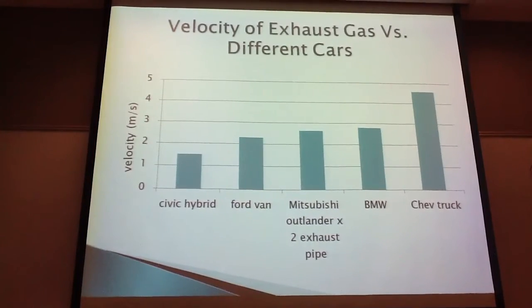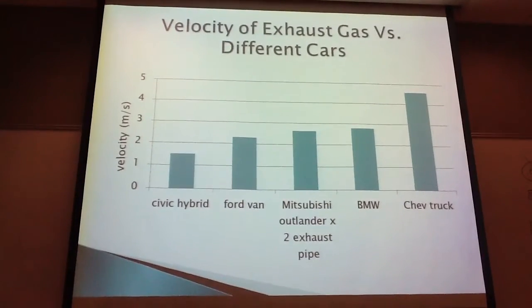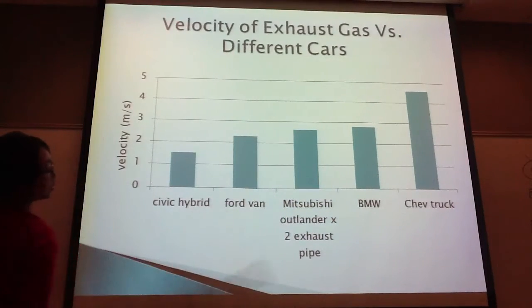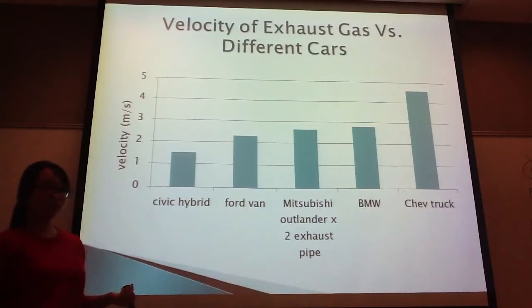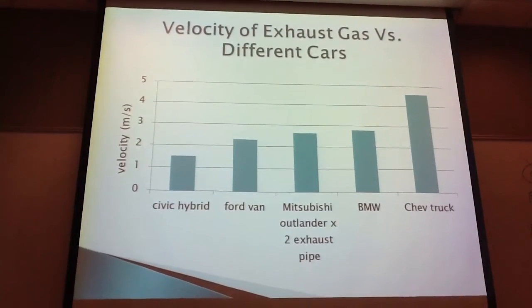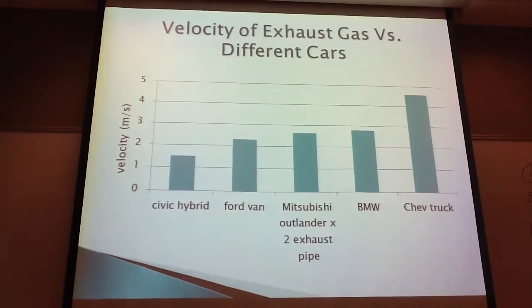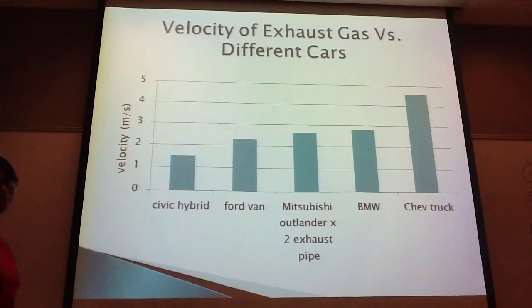We also measured the velocity of the gas coming out of the car. The Chevy truck, I'm going to start from the highest one going down to the lowest. From the owner of the car, the Chevy truck is modified. The person actually took off the catalytic converter, so it produced a lot of hydrocarbons, but we have no idea why he did that. Apparently he lives in an area where we don't need emission checks, so he took off the catalytic converter.